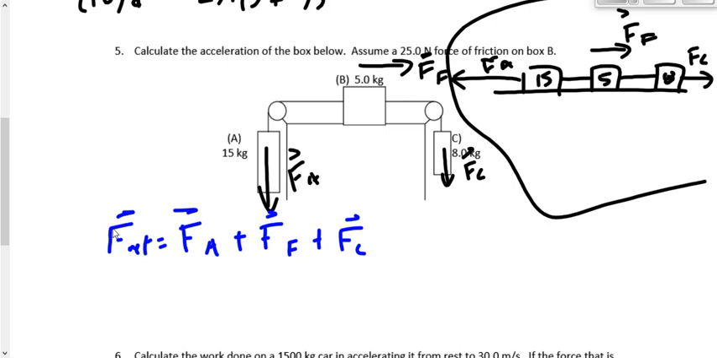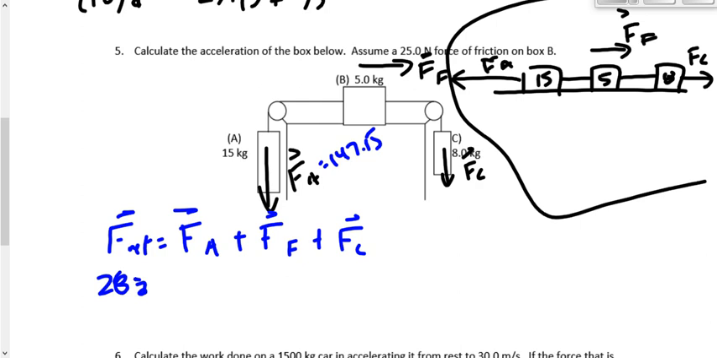FA, by the way, has a value. It's 15 times 9.81, so it's going to be 147.15. What mass do I use on the left-hand side here? 15, 5, or 8? 28. Use the total mass, right?